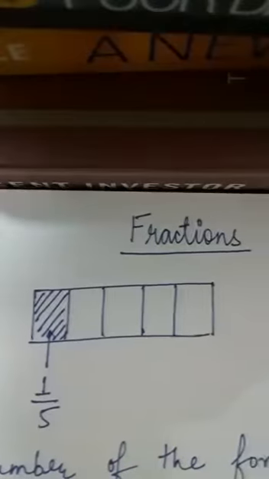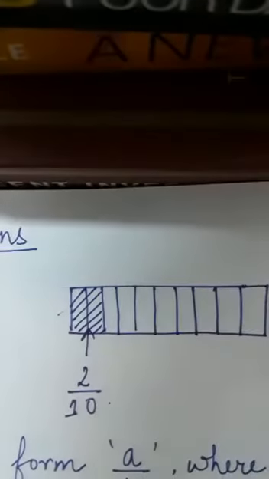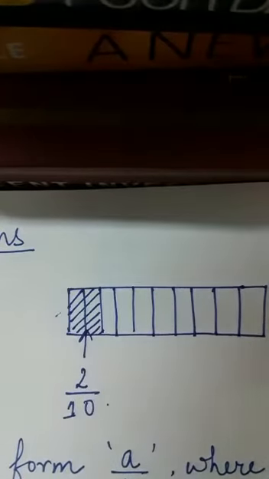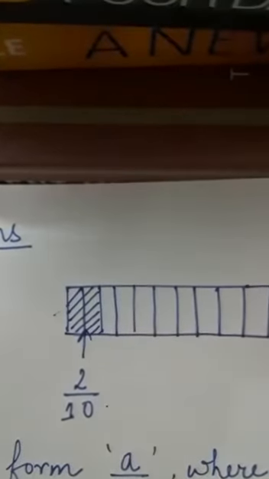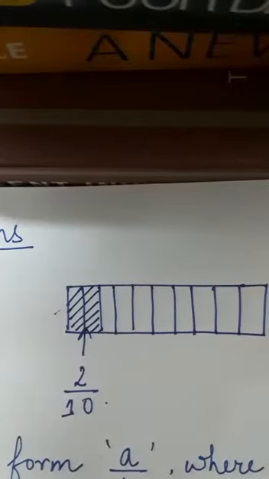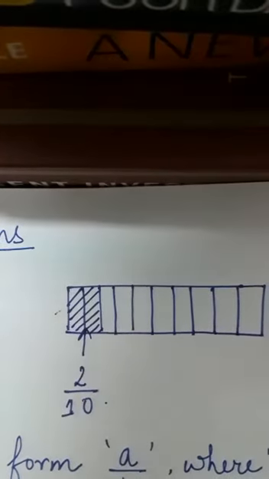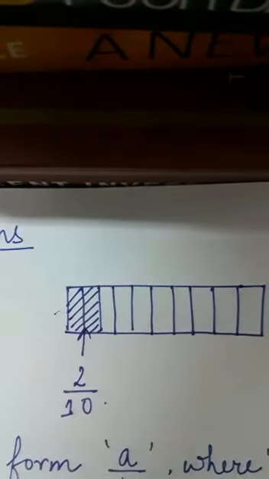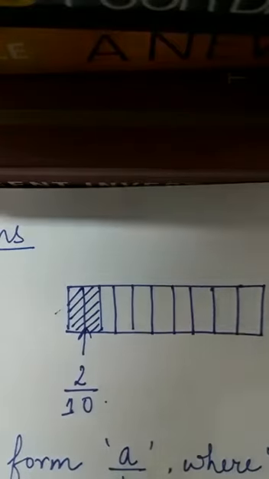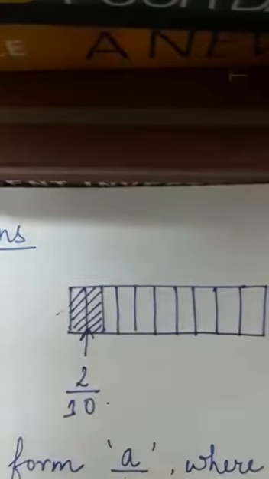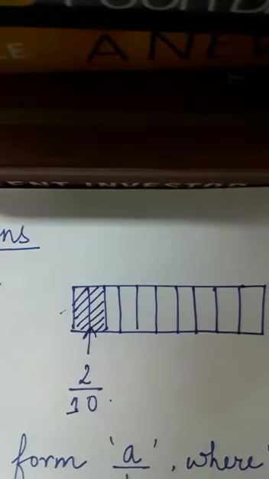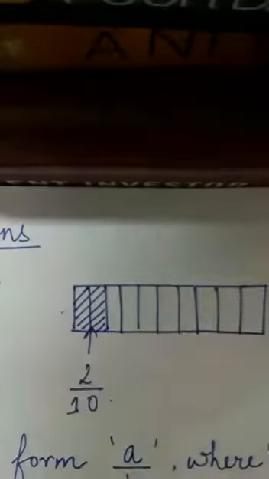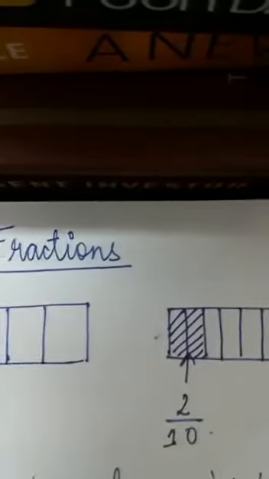Now if we divide the same chocolate into 10 equal parts and each one of you is getting 2 parts of these 10 parts, then we can say that each one of you will get the same amount of chocolate as you were getting before. This is a concept we call equivalent fractions, that we will try to understand in our coming videos.